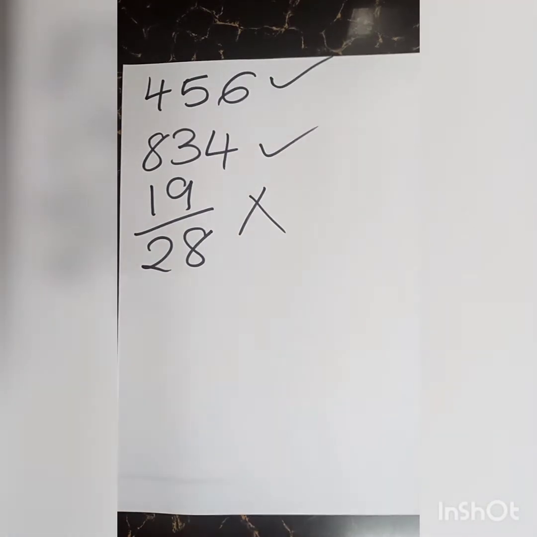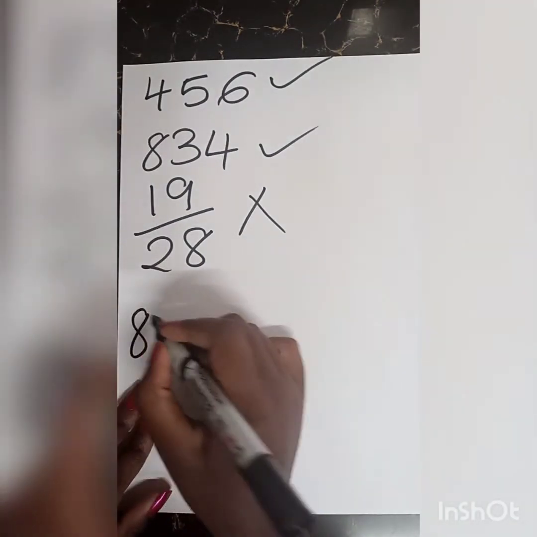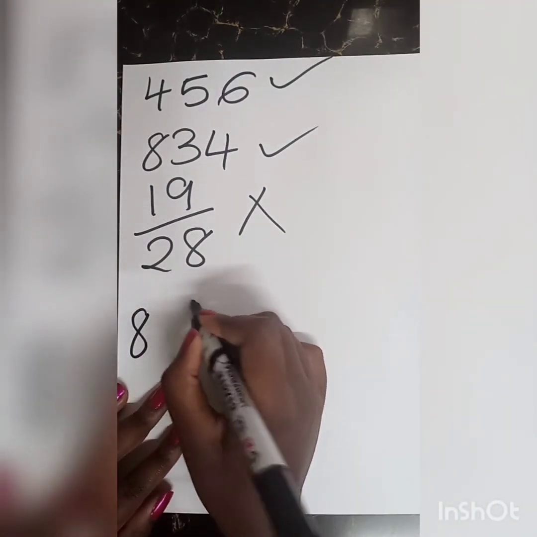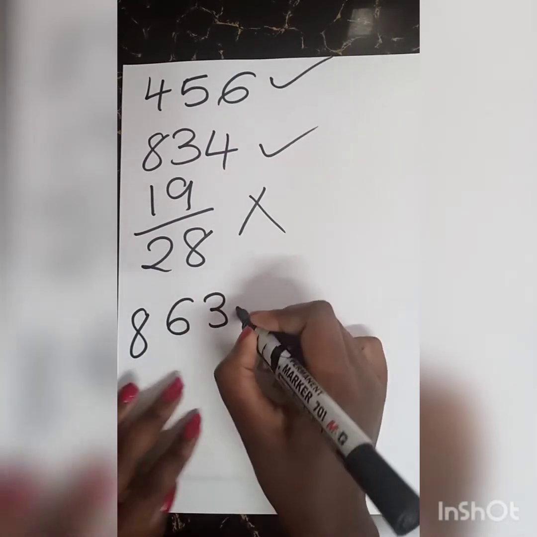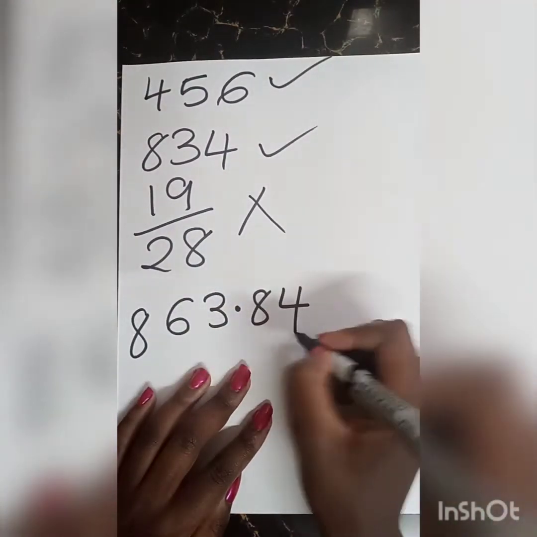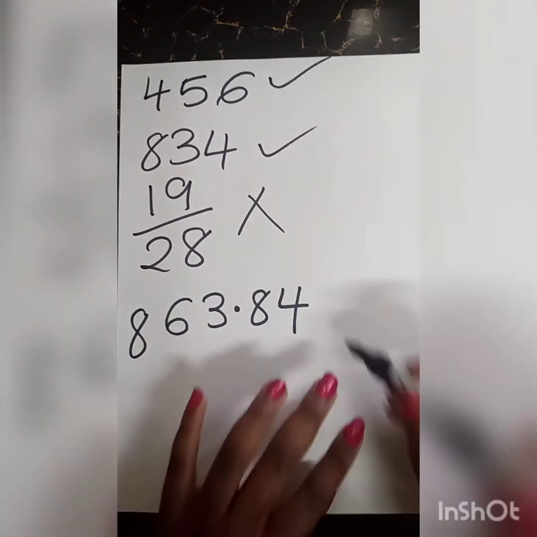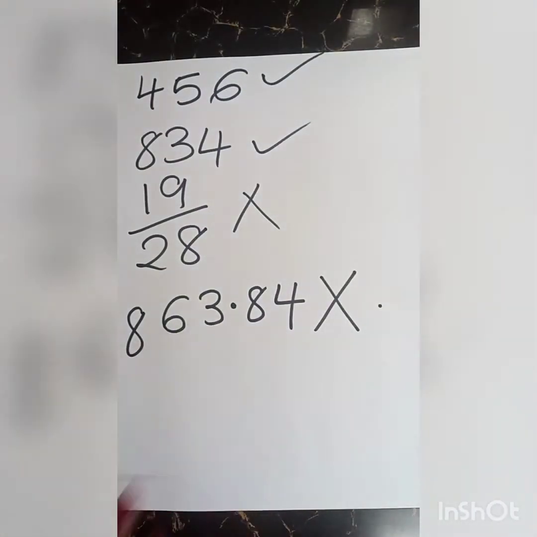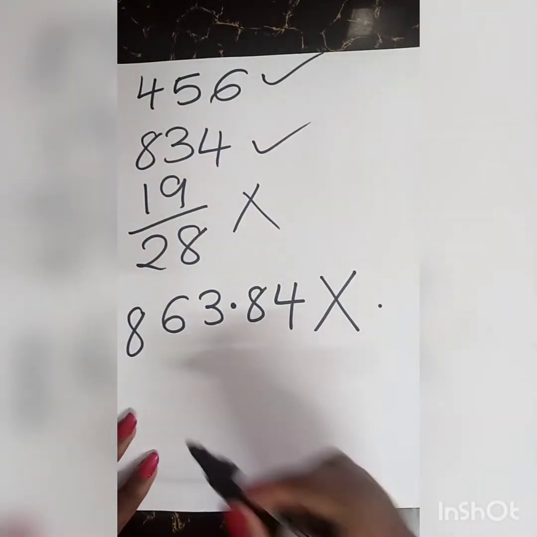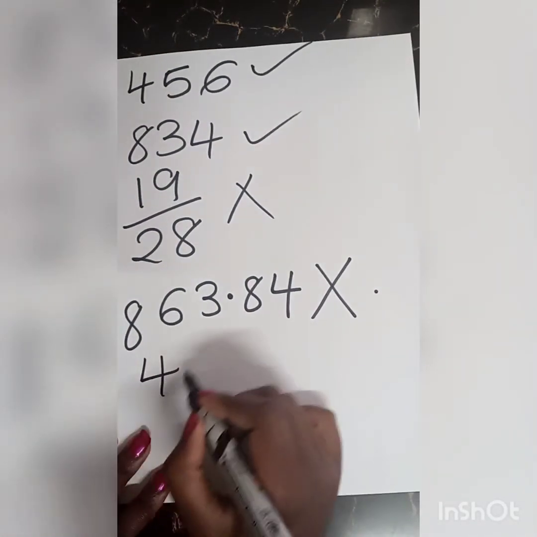What of a number like the next number, 8? Is this a natural number? Definitely not. This is a decimal number and not a natural number. Okay? And is a number like 428 a natural number?